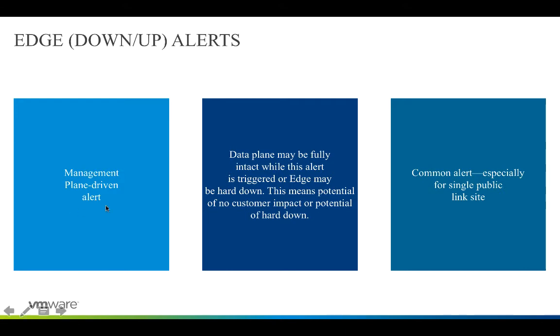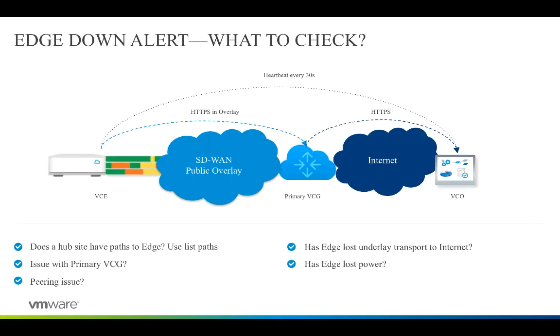Again, the important piece here is that the edge down and edge up alerts are management plane driven alerts. On the fourth heartbeat missed from the edge to the orchestrator, that is the time when the orchestrator is going to declare that edge as down. It is triggered when the orchestrator is not able to communicate with the edge device. There might be a possibility that the edge device is able to talk to other edge sites or to the gateway, but maybe there is some communication issue between the gateway and the orchestrator. Even then, this edge alert is going to get triggered.